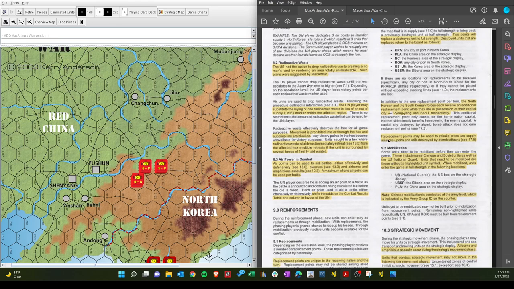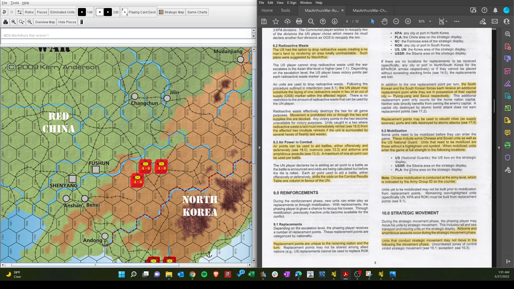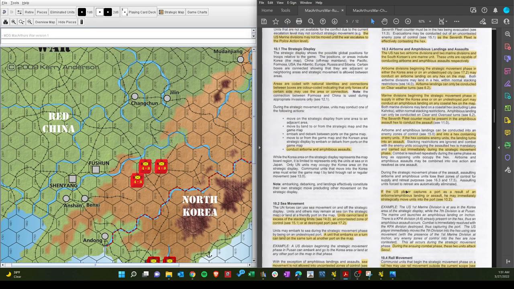And we'll see when we talk about atomic weapons, we can literally target the hex, destroy the railway, destroy the port, etc. And you can use replacement points instead to rebuild that also. Then there's mobilization. Some units need to be mobilized: Chinese and Soviet units that aren't at start, and the U.S. National Guard. And when they're mobilized, we saw on the strategic map where they're placed. And it costs that.